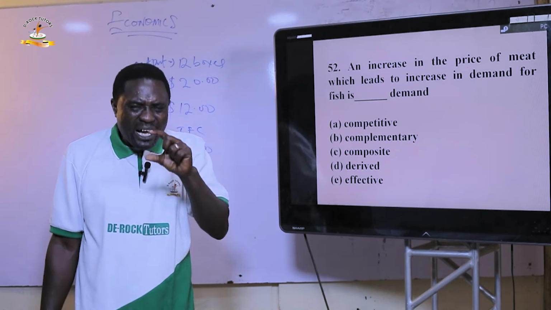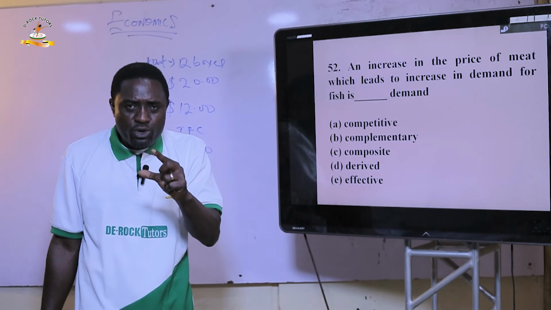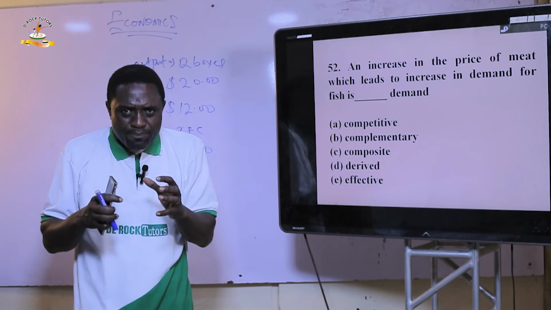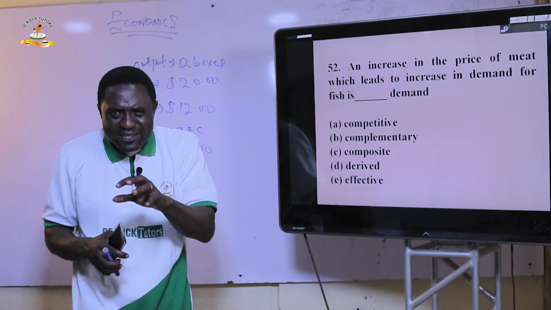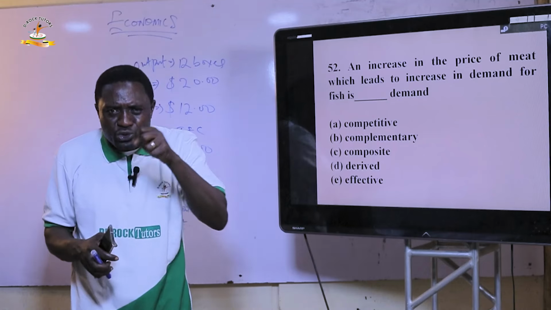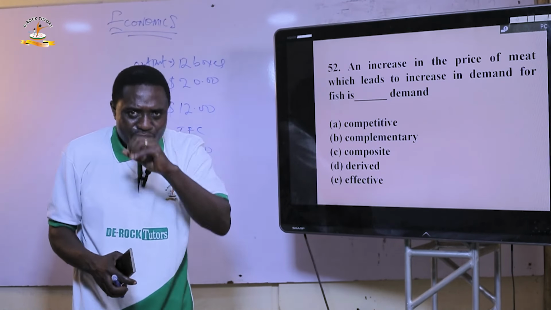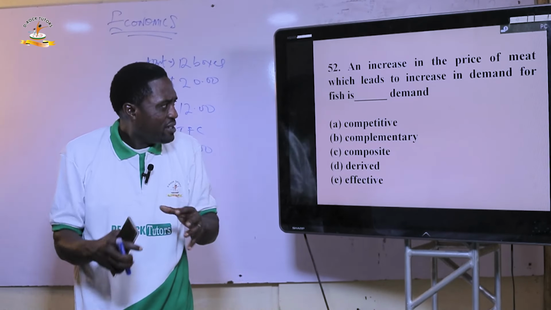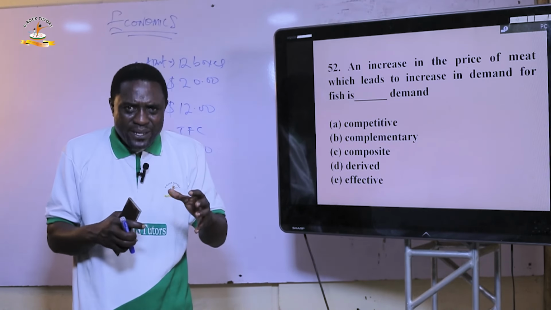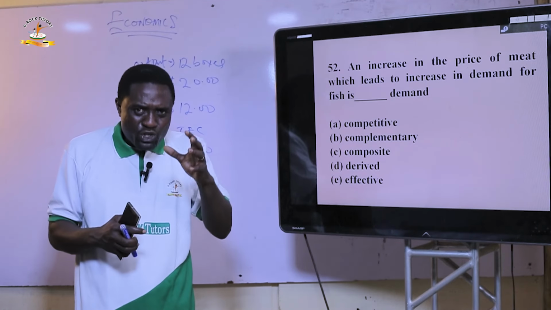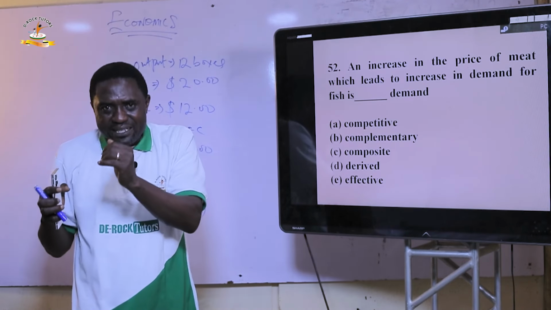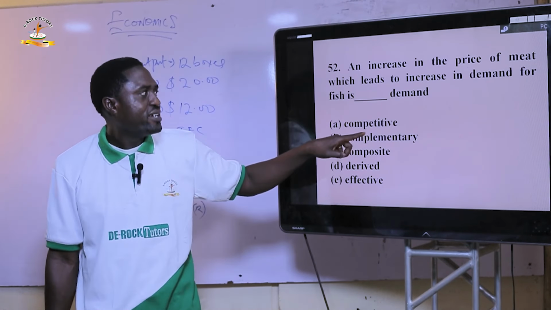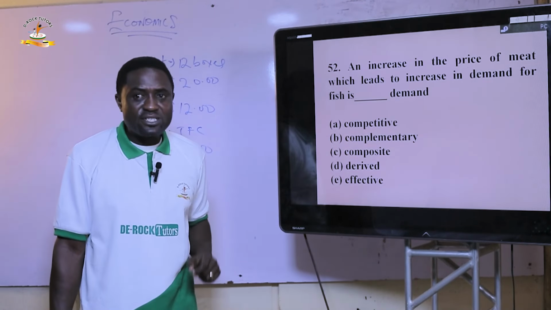Composite, you can use that particular product for a lot of things that come out from it. Cocoa, for example, is composed of many things that can be gotten from it. That is composite demand. Complementary, jointly demanded commodity. Competitive, fish and meat. For example, when the price of fish goes up, you decide to go and buy meat that has a lesser price. So an increase in the price of meat, which leads to an increase in the demand for fish, is what? Competitive demand. The next question.